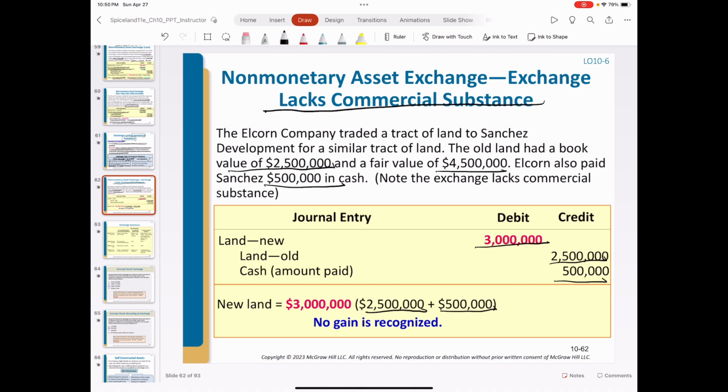If this transaction has commercial substance, just assume the new land value would be $5 million, because that's $4.5 million plus $500,000. And we should also recognize a gain of $2 million in this transaction. But this example lacks commercial substance. The gain of 2 million will be deferred.